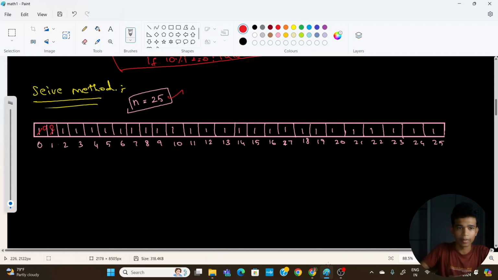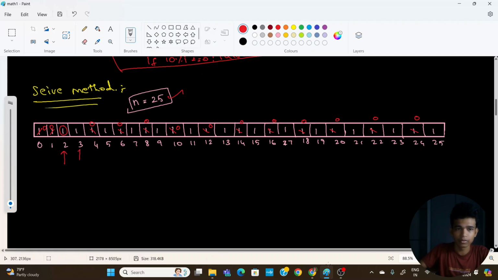Now, I'm going to traverse from 2. I will take this 2 first of all. What is the value here? It is 1, which indicates 2 is prime. If 2 is prime, then 2's multiples are not prime. So I will make them 0, this as 0, this as 0, 0, 0, 0, fine.